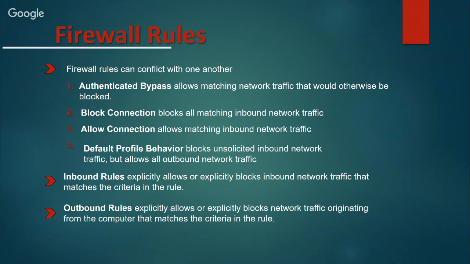That blocks unsolicited inbound network traffic, but allows all outbound network traffic. These last two are pretty important as well, just to remember. Inbound rules explicitly allow or explicitly block inbound network traffic that matches the criteria in the rule. The next one is outbound rules, which explicitly allow or explicitly block network traffic originating from the computer that matches the criteria in the rule.